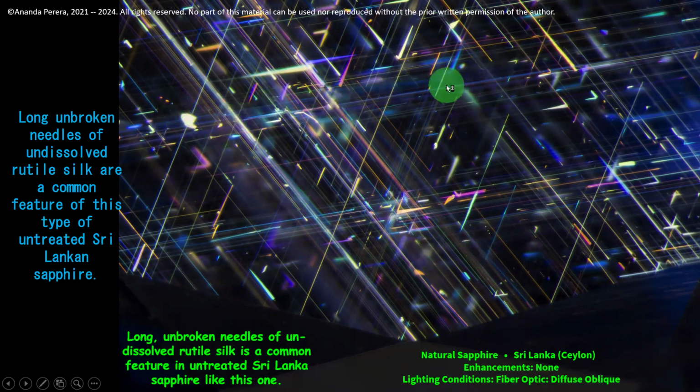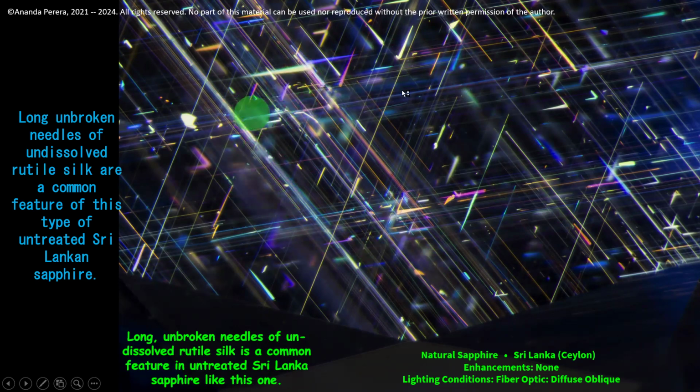Long, very long, unbroken needles you can see. These are the rutile needles. Unbroken needles of undissolved rutile silk are a common feature of this type of untreated Sri Lankan sapphire. I have seen a lot of stones with these inclusions with a 10x loupe also. We can see.